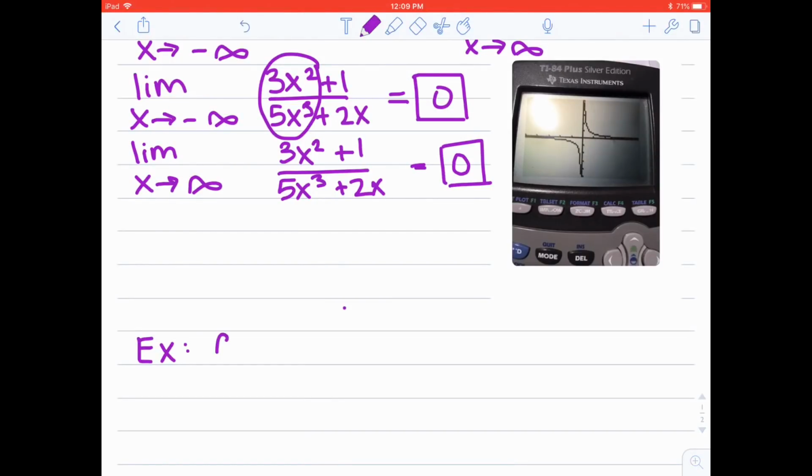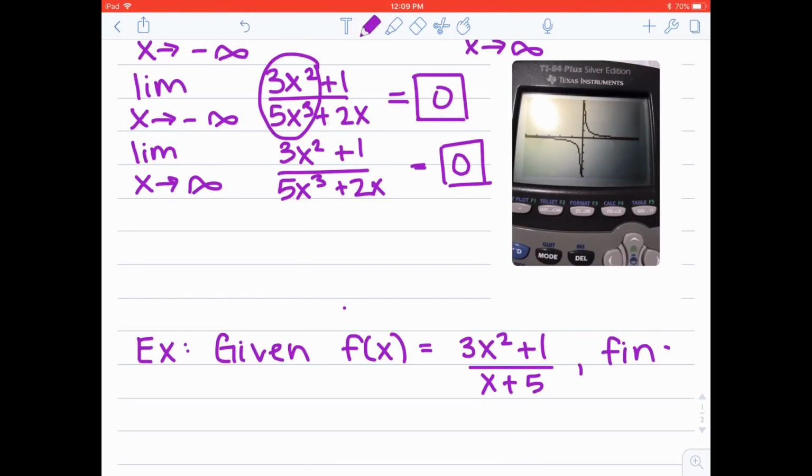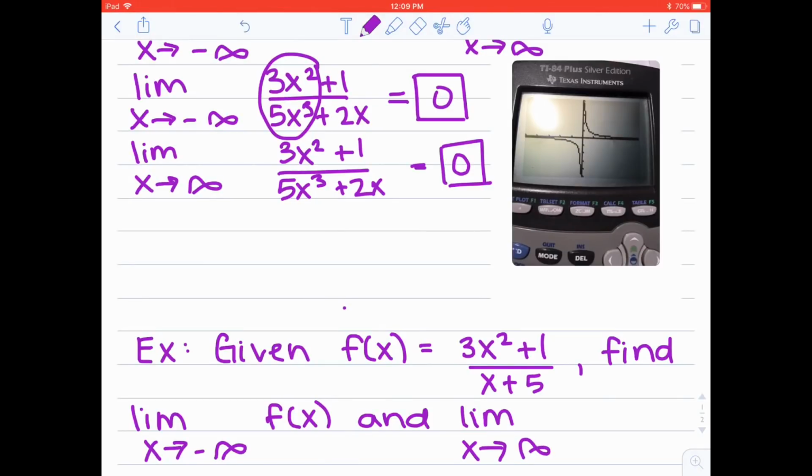We're going to say we are given the function 3x squared plus 1, you can tell I was being lazy, over x plus 5. And again, we are going to find the limit as x approaches negative infinity of f of x, and the limit as x approaches positive infinity of f of x.